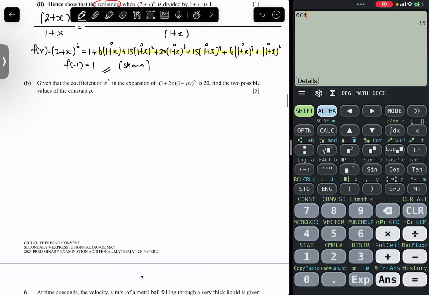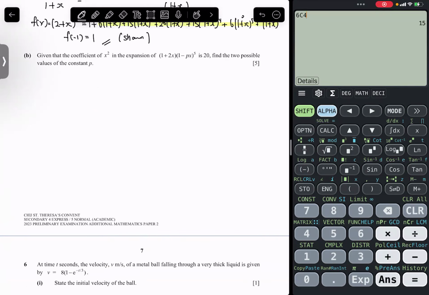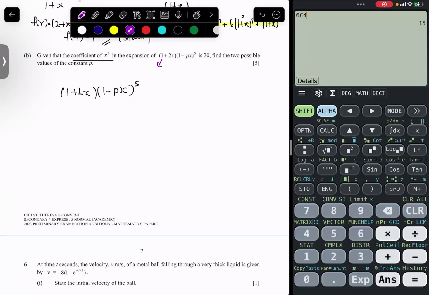B, given that the coefficient of x squared in the expansion of (1 plus 2x)(1 minus px) to the power of 5 is 20, find the two possible values of the constant p. Now, to get the coefficient of x squared, this 1 needs to multiply by the x squared term, and this needs to multiply by the x term. So we need the second term and the third term.